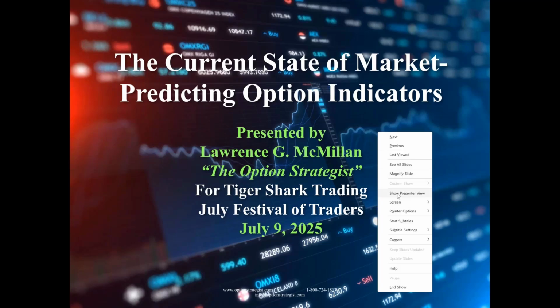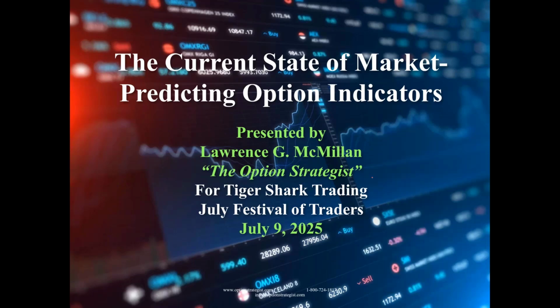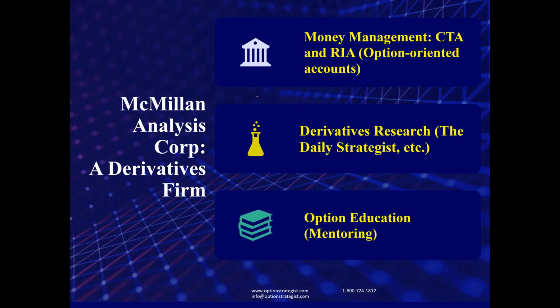Okay, so we're going to spend a little bit of time talking about what the option indicators are saying regarding the market. Just a little background. We started out originally as a derivatives research company, selling research newsletters, recommendations, etc. We moved into money management in 2008, both as a CTA on the futures side and an RIA on the regular option side. And we also do a certain amount of educational things like this webinar or mentoring, that sort of thing.